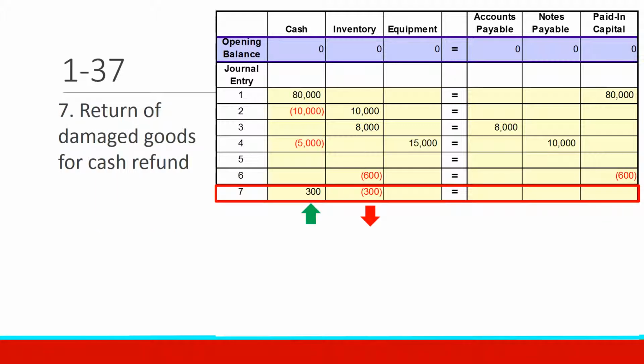Okay, activity number 7. You now decide to go through some of the inventory that arrives, and you first go through the first shipment of inventory which occurred in activity number 2. When you do that, you discover that 300 euros worth of that inventory had been damaged in shipment, and so you return it for a cash refund. So we will be having an inflow of 300 euros in cash and an outflow of 300 euros worth of inventory.